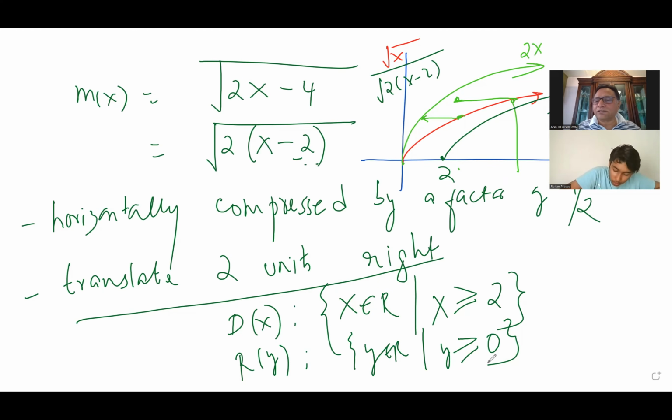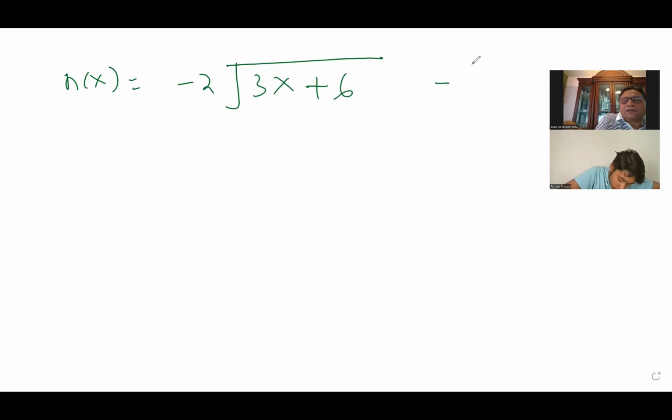You caught me twice while making mistakes. That's excellent. But now we have a test question for you. You tell me this one. Okay, sir. Let's say n of x is equals to minus 2 square root of 3x plus 6 minus 1. Can you tell me the transformations of this function and sketch it? Tell me first transformations.